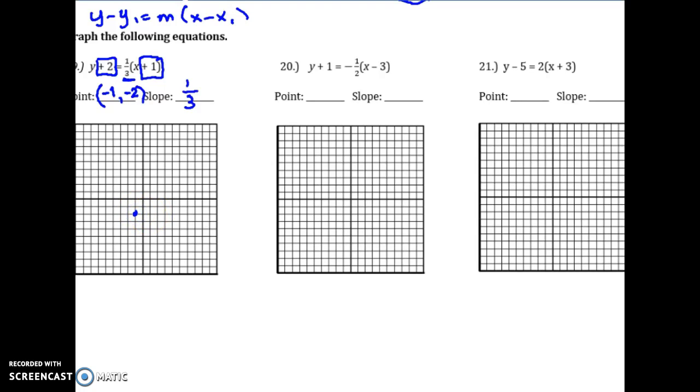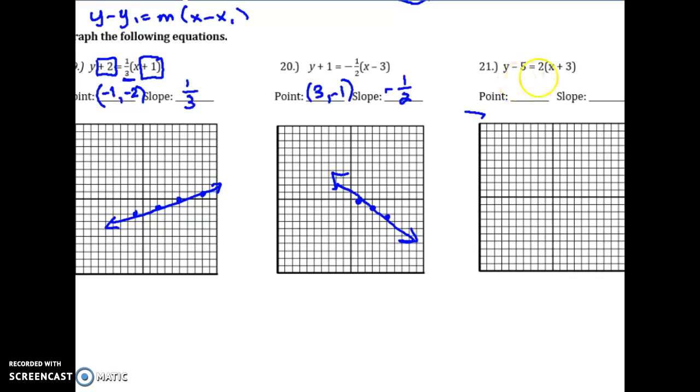My slope is 1/3, so I'm going to rise 1, go 3, rise 1, go 3 here to the right. Okay, so rise 1, I'll do one more, and there's the line. Okay, 20, my slope is -1/2, and my point is going to be my +3 and a -1. Okay, so +3, 1, 2, 3, -1. That's my starting point. My slope is -1/2, so I can go down 1 to the right 2, or I could go up 1 to the left 2. Okay, and my line is going to look something like this.